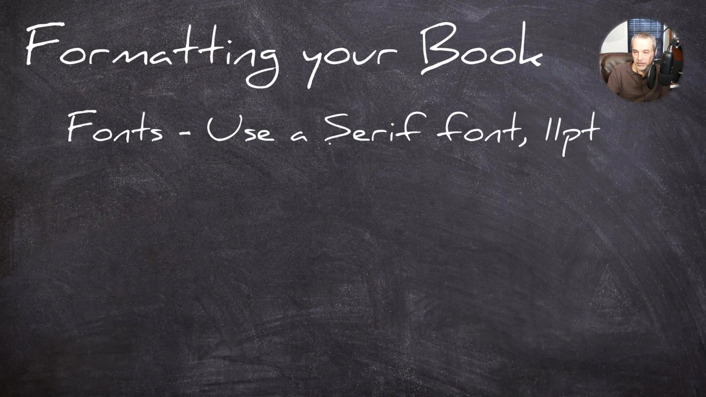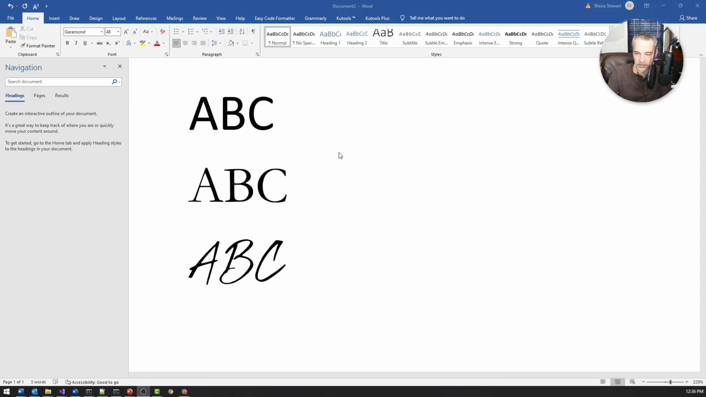So another consideration is which font to use. Generally speaking, you want to use a serif font, which I'll talk about what that is in just a minute, at 11 point. Now, if you're writing children's books or you're writing a large print edition of your book, you can change this, but generally speaking, serif fonts at 11 point is what most books are going to be using. So here's the same text in 3 different fonts. This is a sans serif font, this is a serif font, and this is a stylistic font.